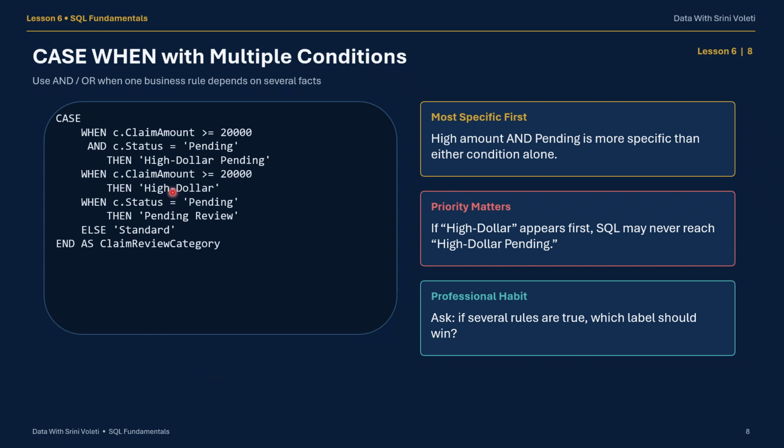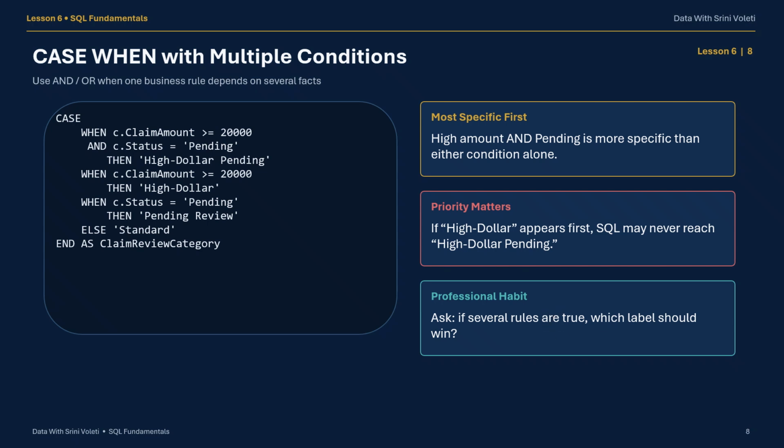CASE is not limited to numbers. It can handle text too. Here, PPO and HMO map to commercial plan, while Medicare Advantage and Medicaid map to government plan. Text literals use single quotes. IN is useful when several values share the same outcome. The broader lesson is that CASE turns operational detail into reporting categories.